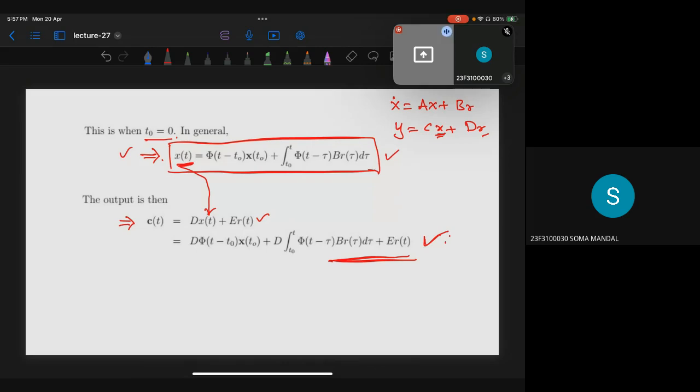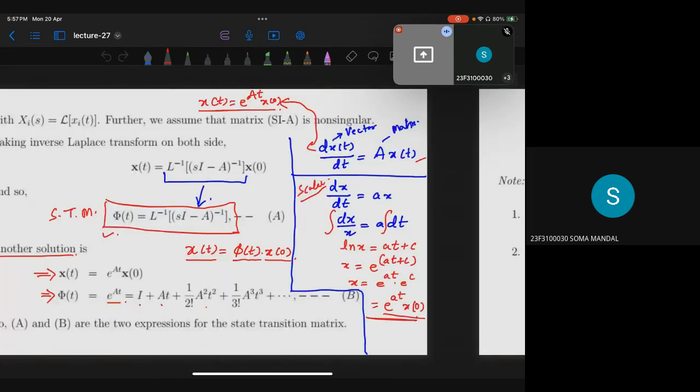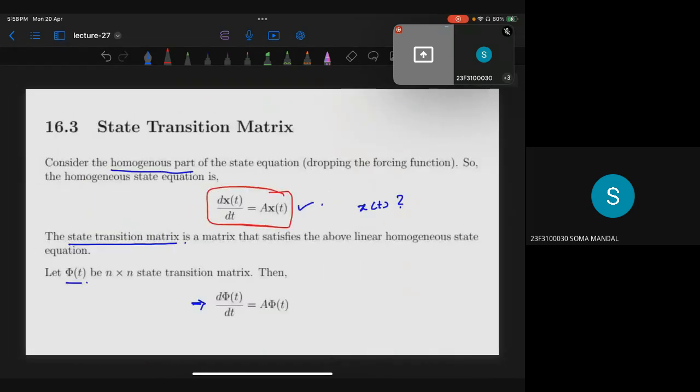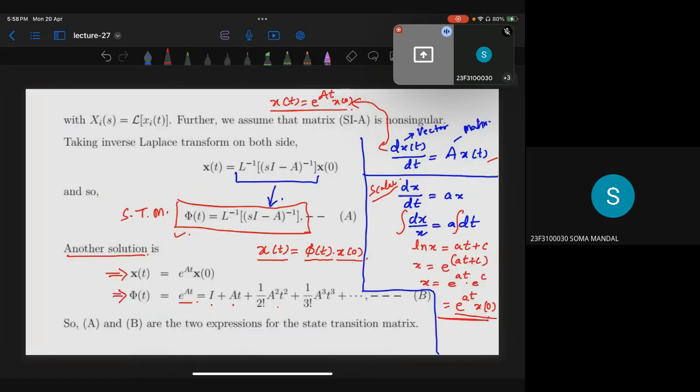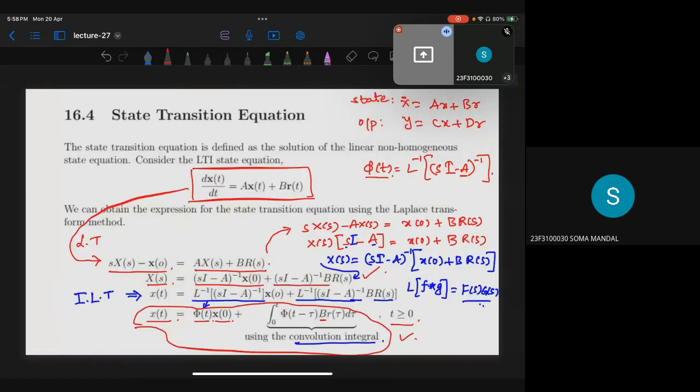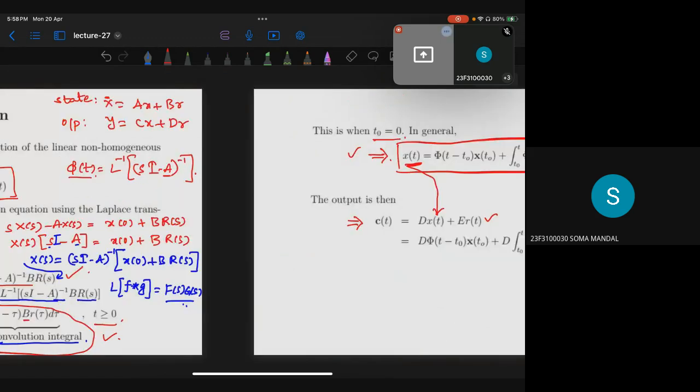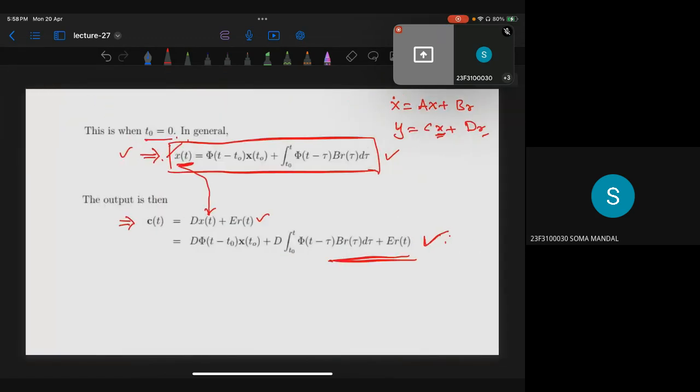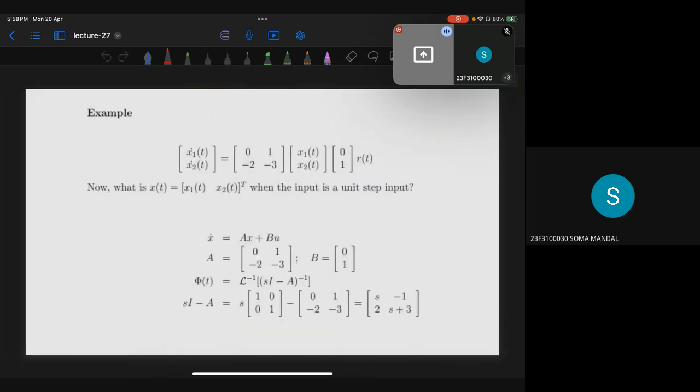So what we saw in the last 5 minutes: we considered the homogeneous equation and found the expression for the state transition matrix, L inverse of (sI minus A) whole inverse. Then we considered the full equation, and finally found the expression for the state x of t. These are the two steps. Let us do some example, and you'll understand it.